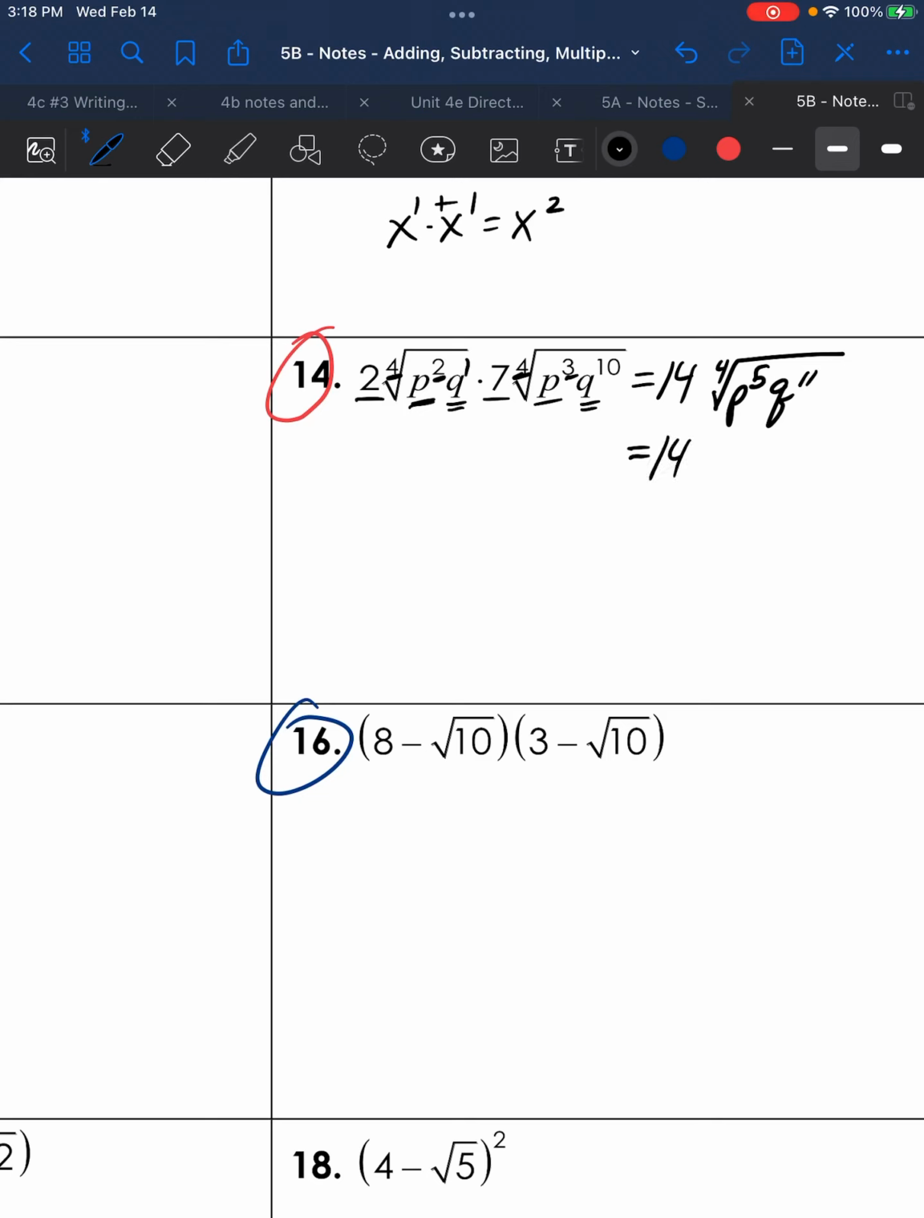So I have 14. We have p to the fifth, and it's a fourth root. So we have groups of 4, so we can take out one group, and there'll be one left over. Q to the 11th, how many groups of 4 can you take out? That's 2, so that's q squared. And that would be 8 total, so there'll be 3 left over. So it's q to the third. That's your final answer.